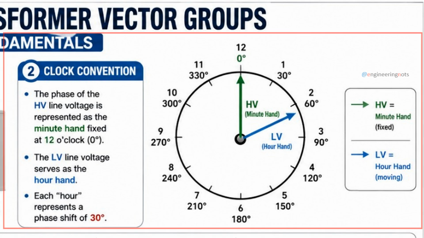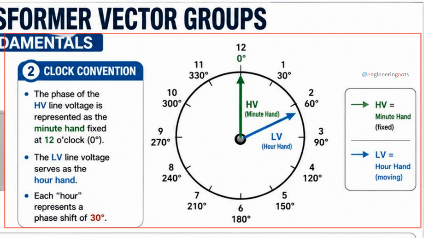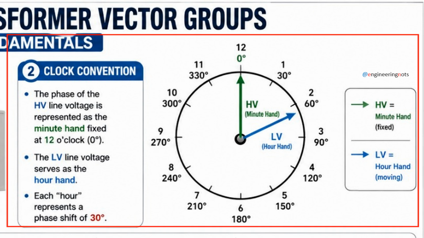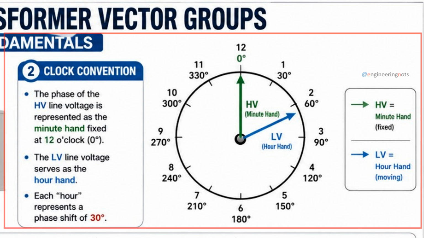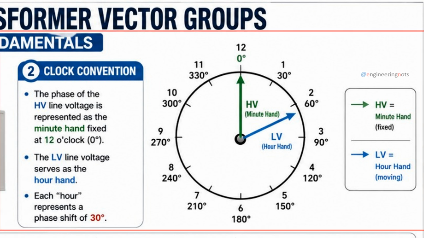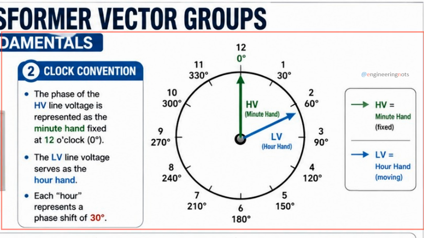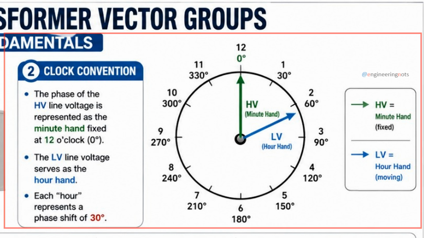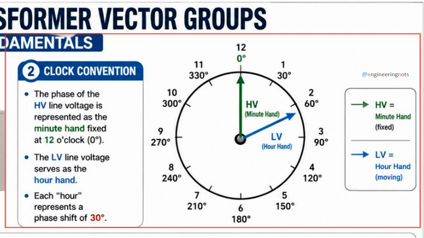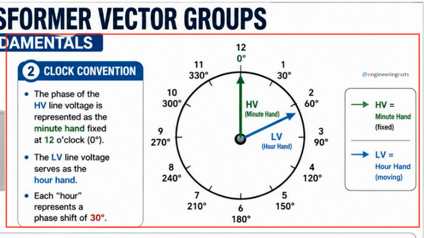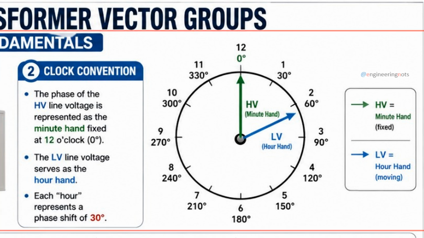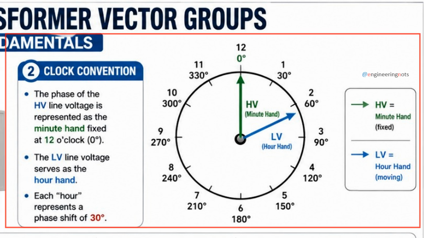Now let's understand the clock method. This is the easiest way to read transformer vector groups. Imagine a clock. The high voltage side is always fixed at 12 o'clock. Think of it as the minute hand. It never moves. Now look at the low voltage side. It acts like the hour hand. The hour hand moves, and its position tells us the phase displacement.